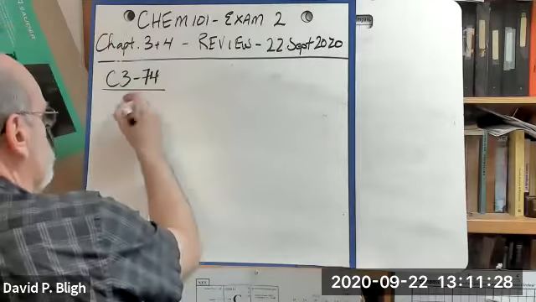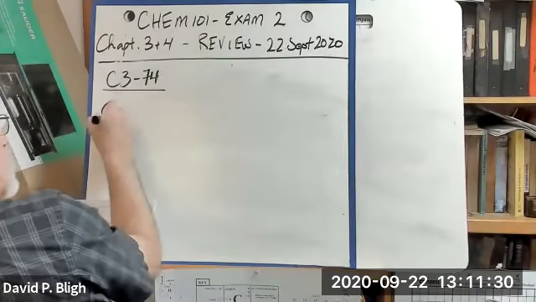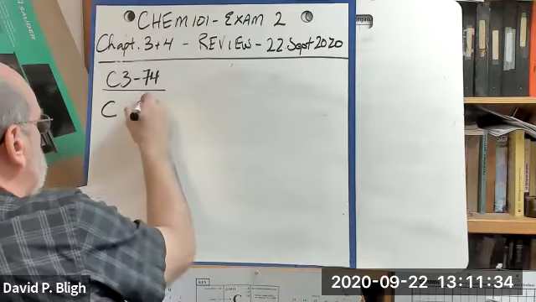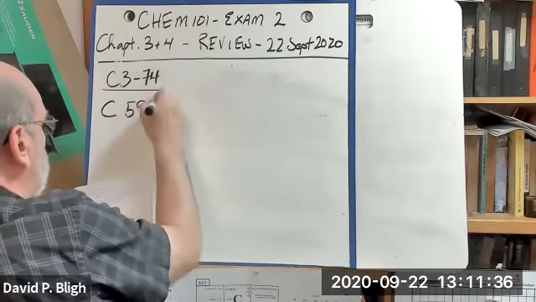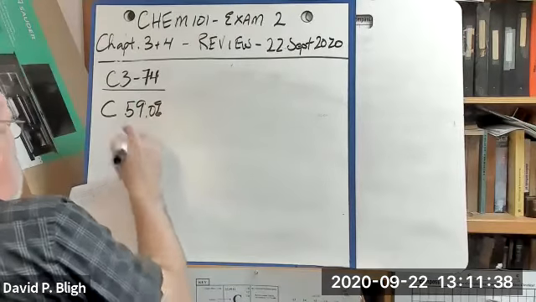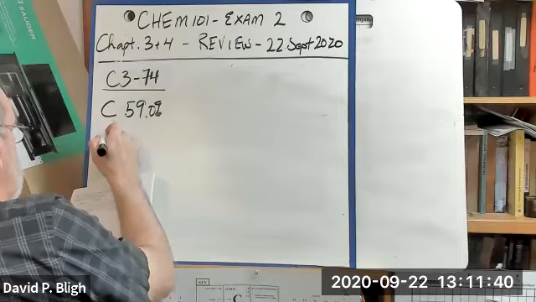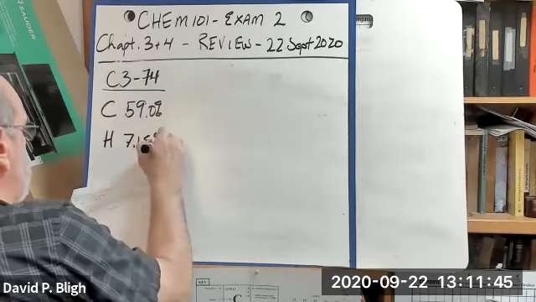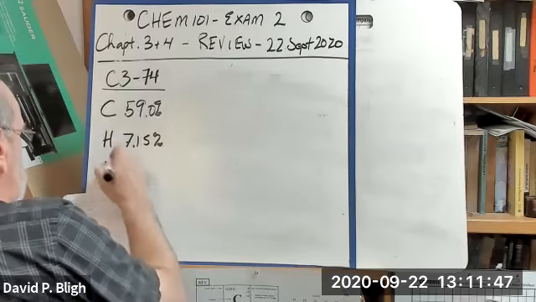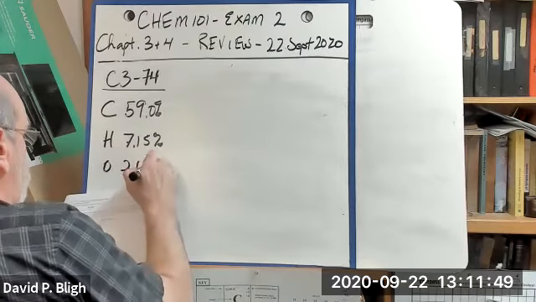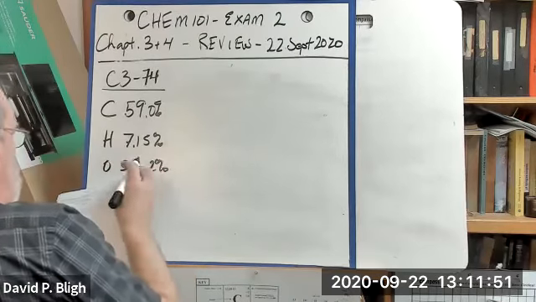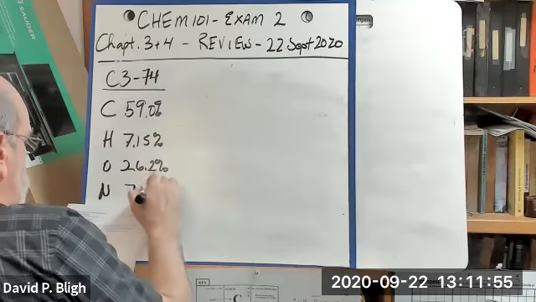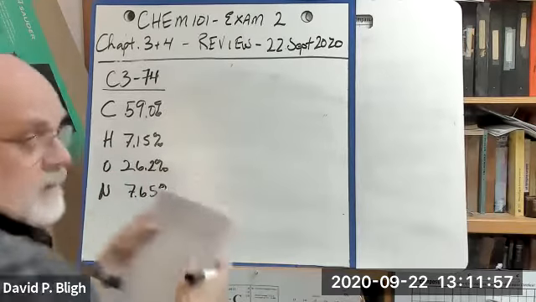we're given this. I'm gonna squeeze it way over here. Yeah, still see that. Carbon is 59%. And hydrogen is 7.15%. Oxygen is 26.2%. And nitrogen is 7.65%. By mass.